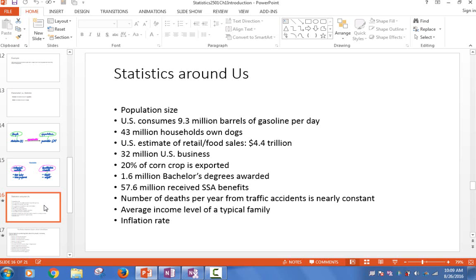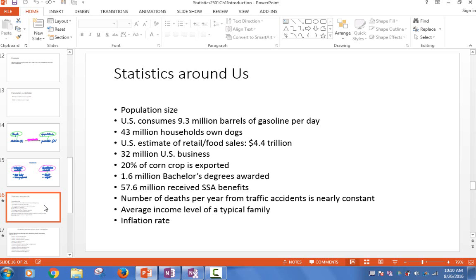If it is big, you know that something good is going on in the economy, right? And also if you're in the retail food business, you would also care about things like that. 32 million U.S. businesses, so that's how many U.S. businesses are out there. Again, those are indicators of what's happening in the economy. 20% of the corn crop is exported, so that gives you an idea of the demand for corn outside of the United States.